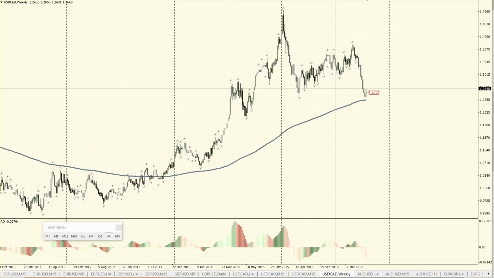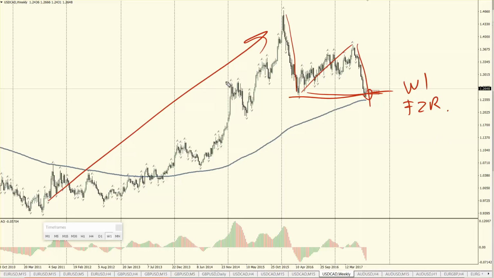Next pair is Canadian dollar. If you remember my last review, we were saying that this pair made a long-term weekly FZR down, and so the whole trend turned around. And last week it was a trend phase down, and again I was saying that the weekly time frame for me is too large. I trade inside a day, and for me it's just too large, so I look at H4 levels.